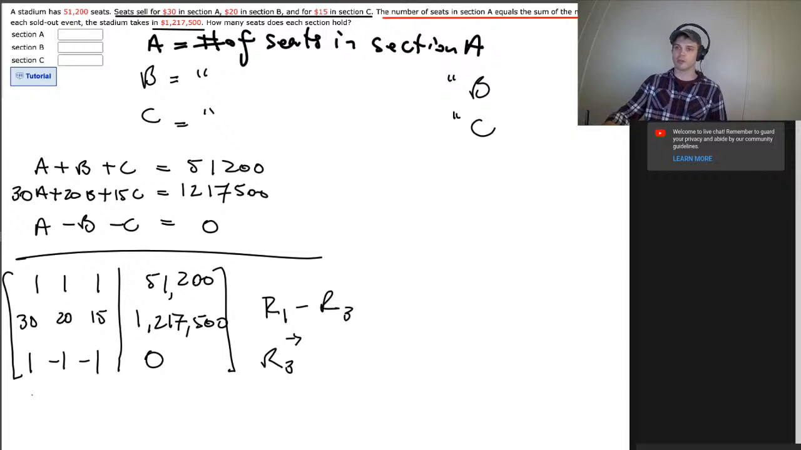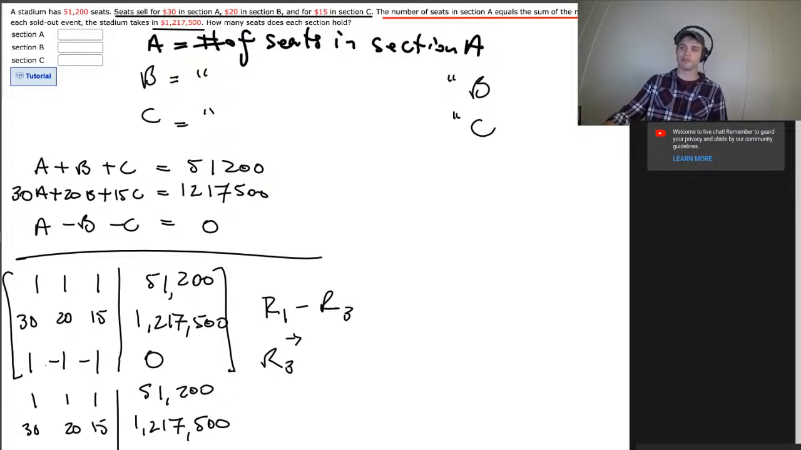So we're going to keep row 1 the same, and we're going to keep row 2 the same. Those aren't being edited in this operation. As you get better and better at this, you might do 2 row operations in one step, but I don't recommend that until you feel really comfortable. So row 1 minus row 3 is going to give us 0. 1 minus negative 1 is 2. 1 minus negative 1 is 2. 51,200 minus 0 is 51,200. So this is our next matrix.